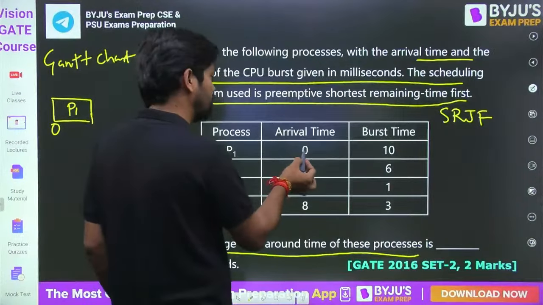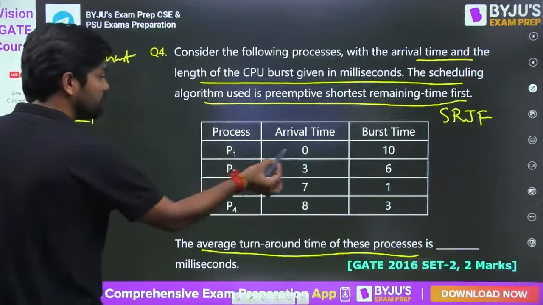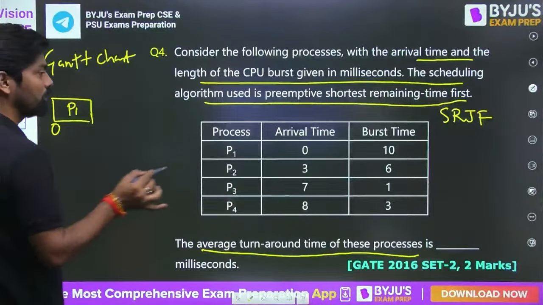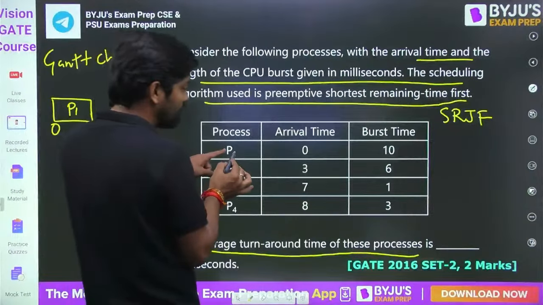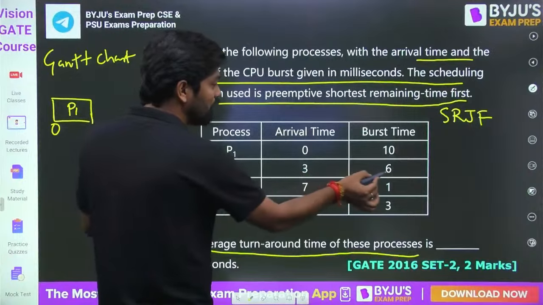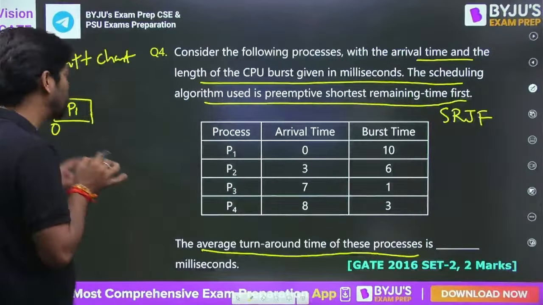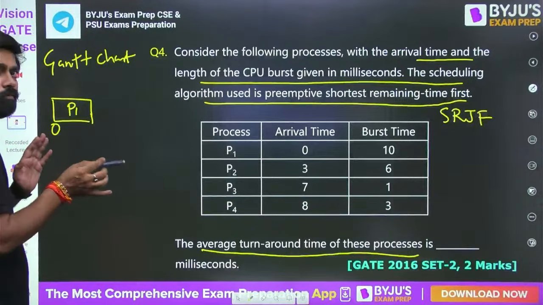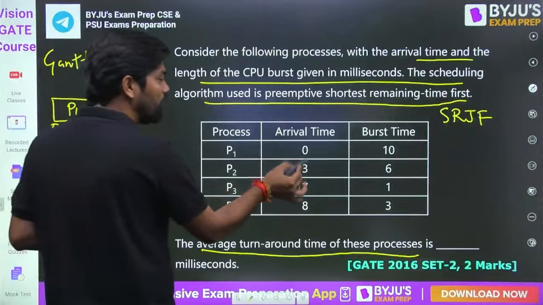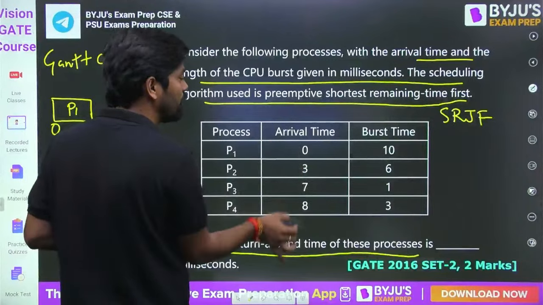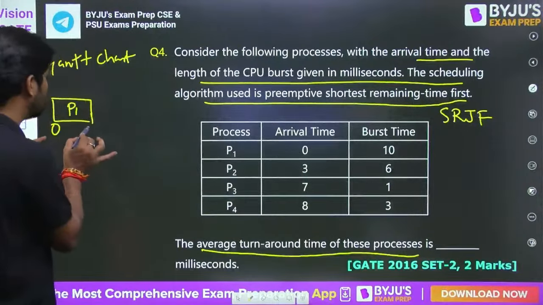We have only one process. You can put P1 here. The next process will come at 3 and the burst time is 6. There is no need to check after 1 minute, that is a waste of time. You can take only the arrival time intervals, so you can run P1 from 0 to 3.